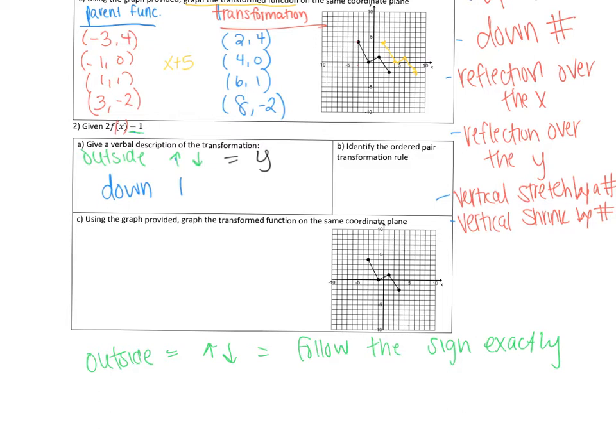Okay? But here, I'm also going to write this down so you have it. Inside is left and right, and you are doing the opposite of what the sign says. So if it's a negative, you're really adding. If it's a positive, you're going to subtract.